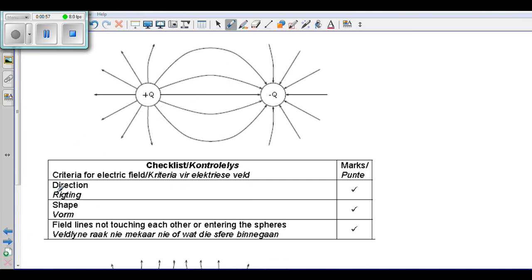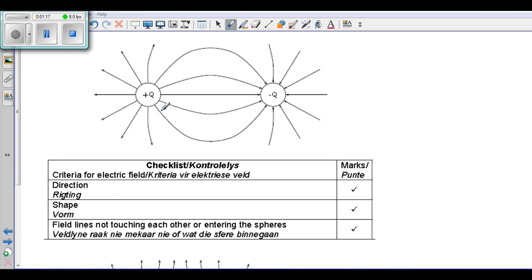Then we can see the criterion. I've taken this from a memo of one of the papers, where firstly they give a mark for the direction, that means out of the positive and into the negative. They give a mark for the shape, where the shape must look like the diagram above. And thirdly is the field lines must not touch each other.